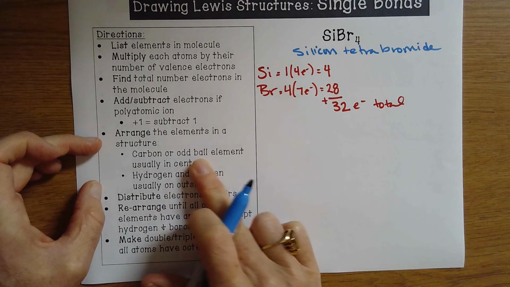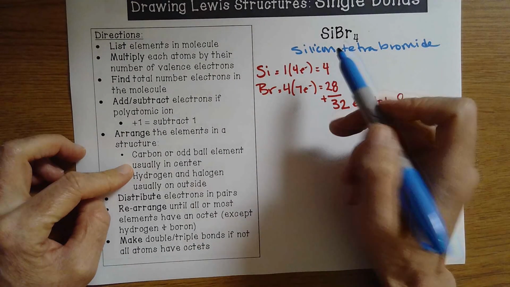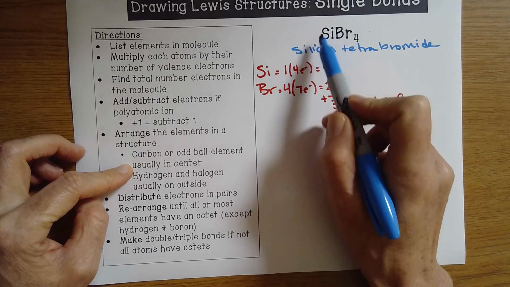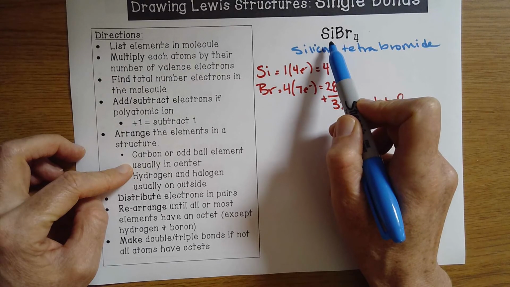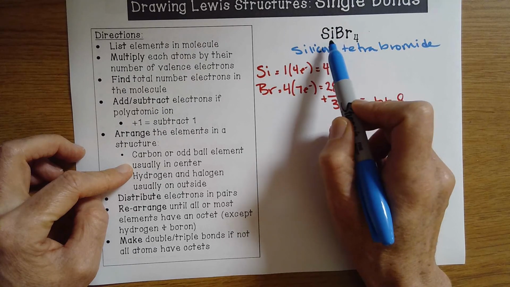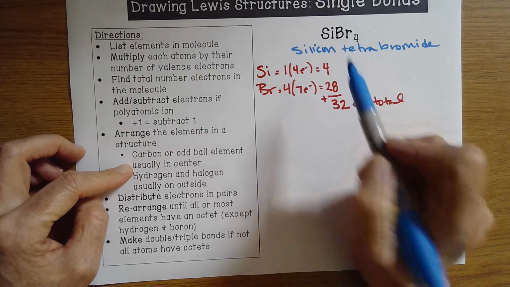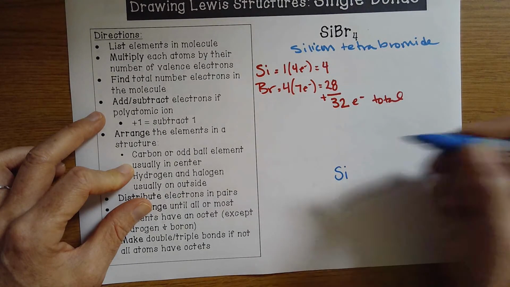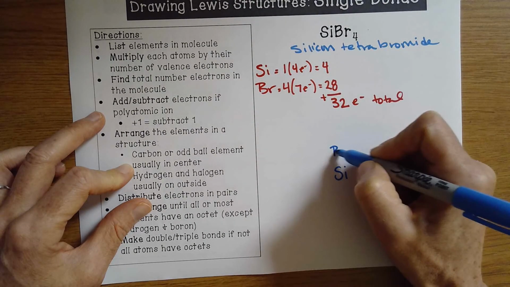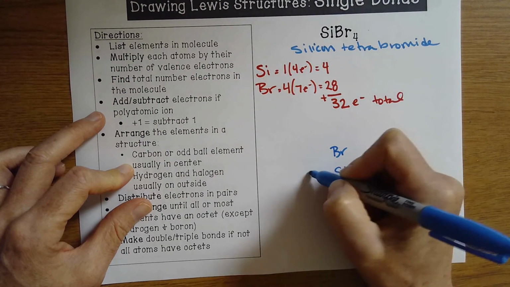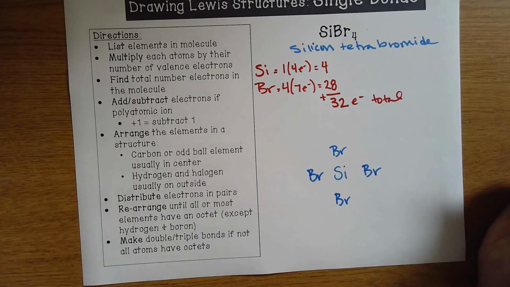Carbon, or the oddball element, is usually in the center. So silicon is in the same group as carbon, so it's a lot like carbon because everything in the same group has the same physical and chemical properties. Plus it's the oddball, and what I mean is that there's only 1 Si and there's 4 Brs. So I'm going to put an Si in the middle, and there are 4 bromines, so I'm going to place 1 on each side: top, bottom, left, right.